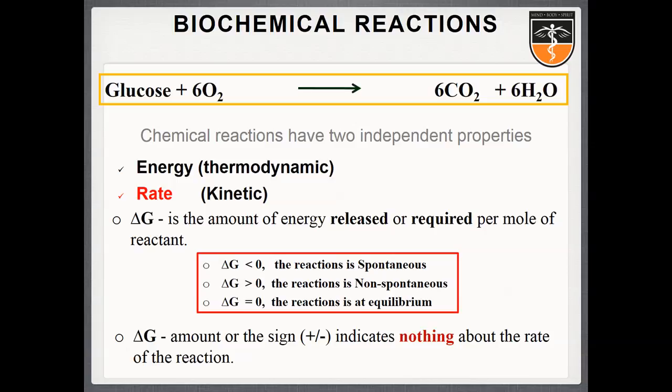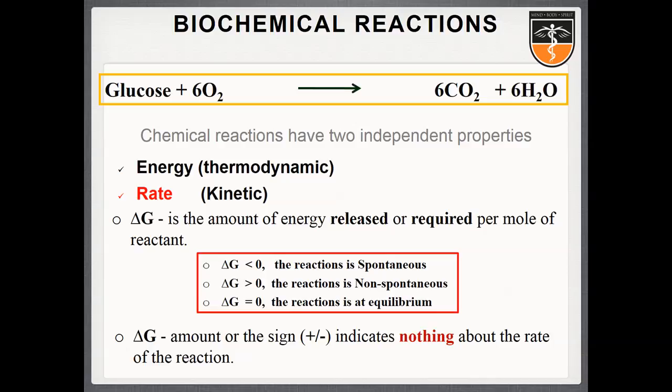So thermodynamics and enzyme kinetics: if you take any chemical reaction, for instance, in this case, glucose in the presence of oxygen gets oxidized to CO2 and water. As with any chemical reaction, this is characterized by two independent properties: the energy difference between the substrate and the product, which is delta G, and the rate of the reaction. Those two properties are completely independent, one from the other.